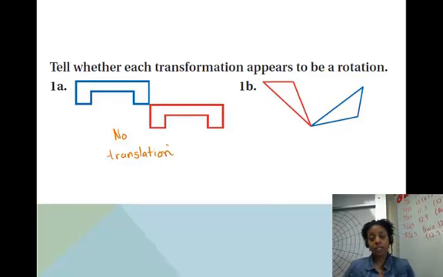Okay. If we look at the blue and the red on the other here, it looks like you can take the red and rotate it around a certain angle, and then you would have the blue. So this one would definitely be a rotation.